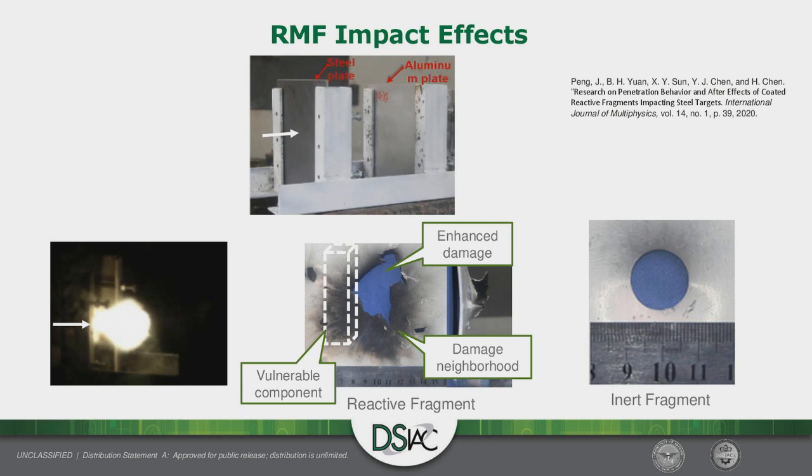And on the face of it, the reactive metal fragment does a lot more damage to this witness plate than an inert fragment. But interestingly, if you were a vulnerable component that happened to be in the neighborhood here, shot line's over here someplace, you can be off the shot line and all this damage zone around there might affect you as well. So that brings in the possibility of damaging things that are not on the shot line. And that's not something that's done in endgame codes currently.